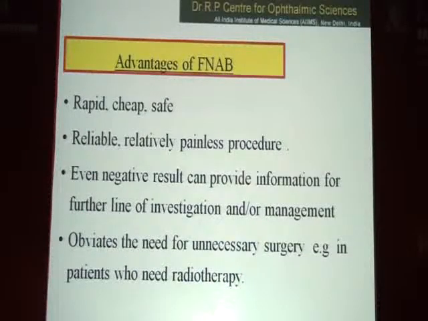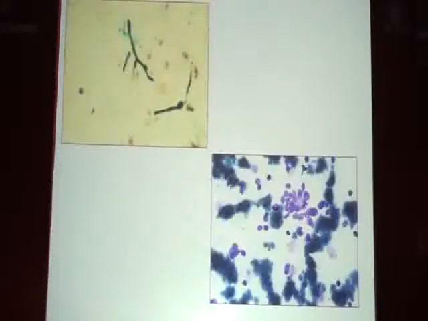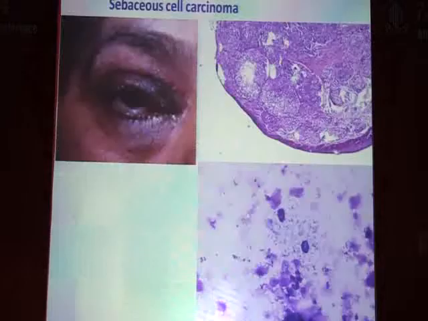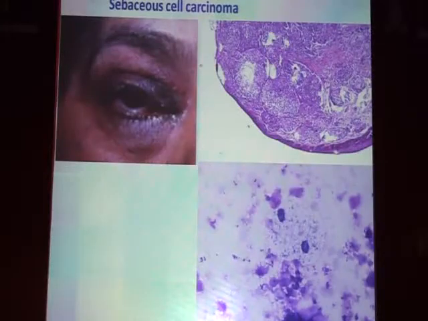The main advantages of FNAC are that it is rapid, cheap and safe. It's a reliable, relatively painless procedure, and even if you have a negative result on FNAC, it can still give you some guideline and information for further line of investigation, and it can obviate the need for unnecessary surgery, for example if patients need radiotherapy. So these are some slides of FNAC, sebaceous cell carcinoma.